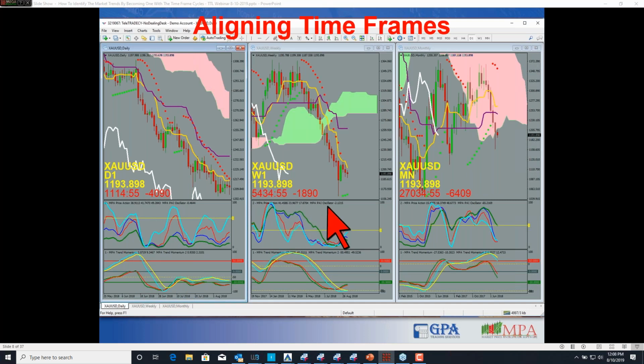Do we have any Star Trek fans out there? Spock, the Vulcan logic, it was always about Spock, was everything was logical. Everything about this system is logical. So not only does it work in every market, it works in every time frame the exact same.